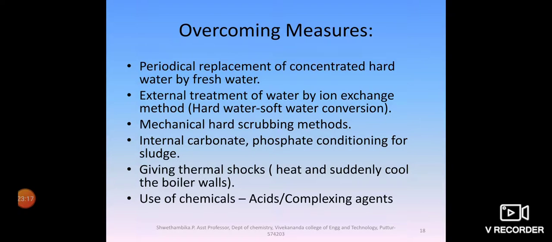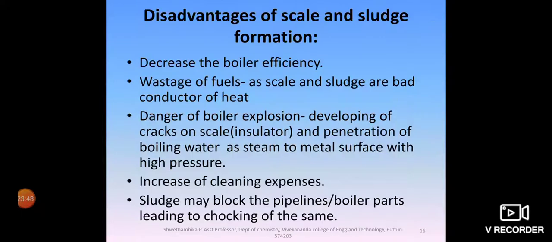Then another approach is giving thermal shocks, where we heat the boiler and suddenly cool it so that the scale would be powdered or crushed or cracked and removed from the surface of the metal. Then we can also go for treatment with acids, because acids dissolve almost all the possible compounds they come in contact with. Similarly, we can use complexing agents so that they will complex with the salt, and scale and sludge could be removed. So let us summarize the session.